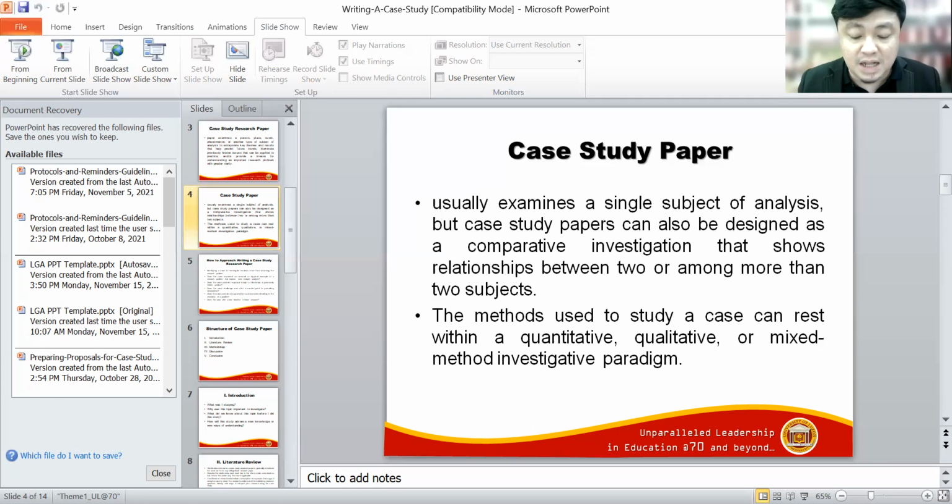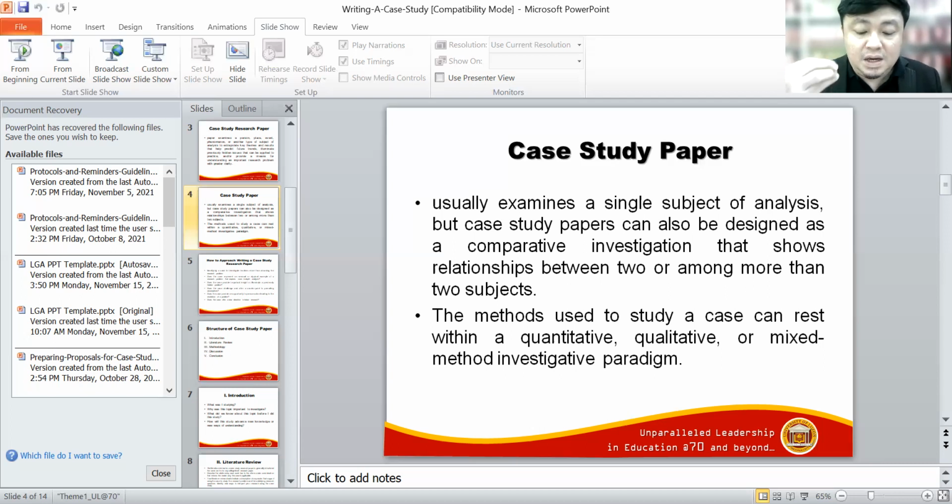Okay, and lastly, what were the consequences of the event? Okay, so that's insofar as the case study where your subject of analysis is an incident or an event.